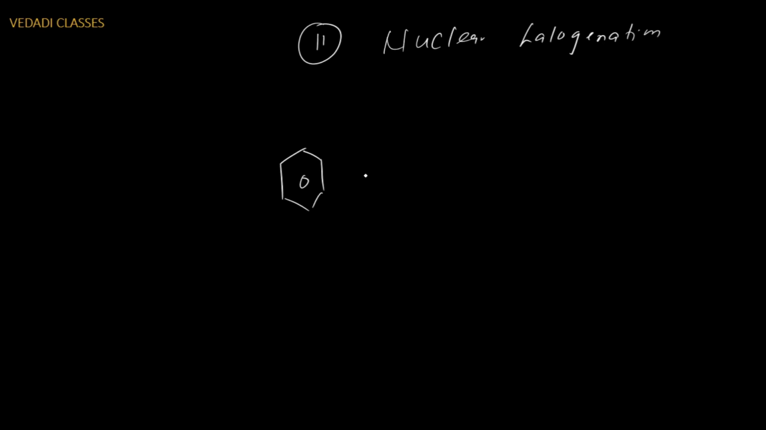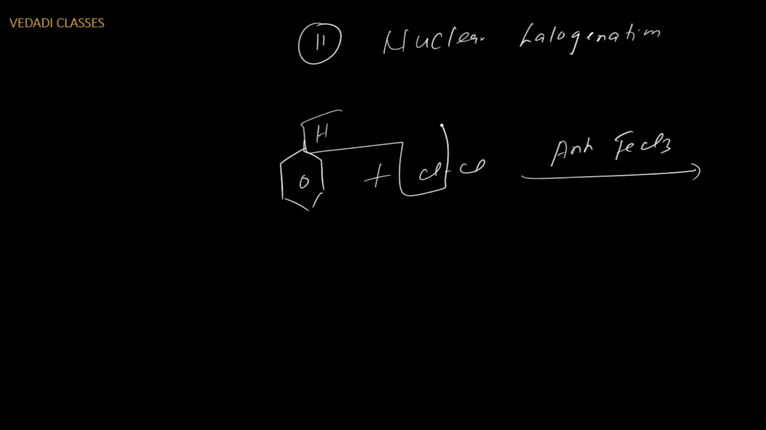So the benzene will react with chlorine with FeCl3 as a catalyst. So benzene plus chlorine in presence of anhydrous FeCl3, HCl is out from here, and it will form chlorobenzene plus HCl. If bromination is there, then bromobenzene, just like this.